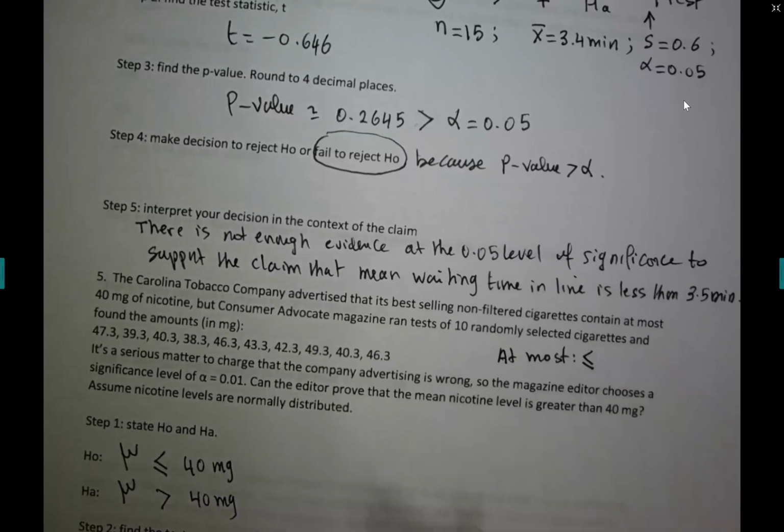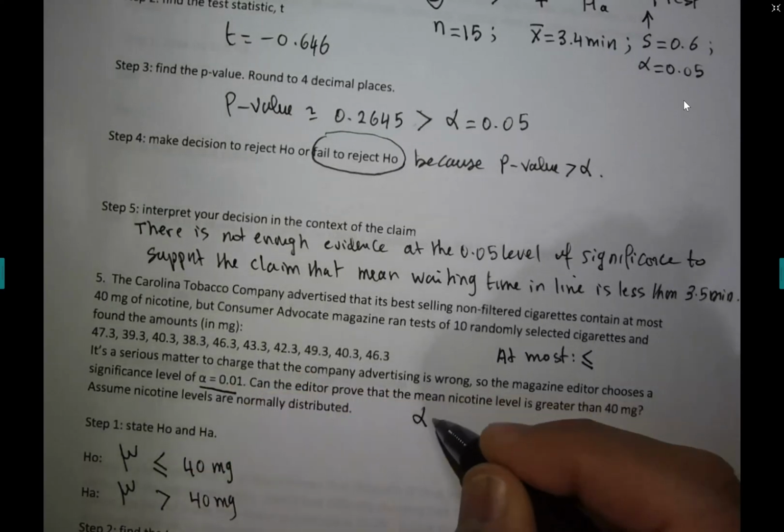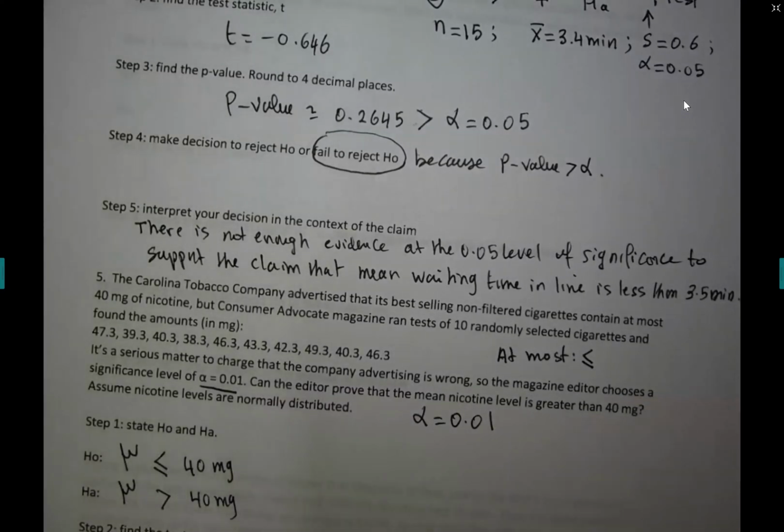All right. But Consumer Advocate magazine ran tests for 10 randomly selected cigarettes and found the following amounts in milligrams. It is a serious matter to charge that the company advertising is wrong. So the magazine editor chooses a significance level of 0.01. So alpha is 0.01. Can the editor prove that the mean nicotine level is greater than 40 milligrams?